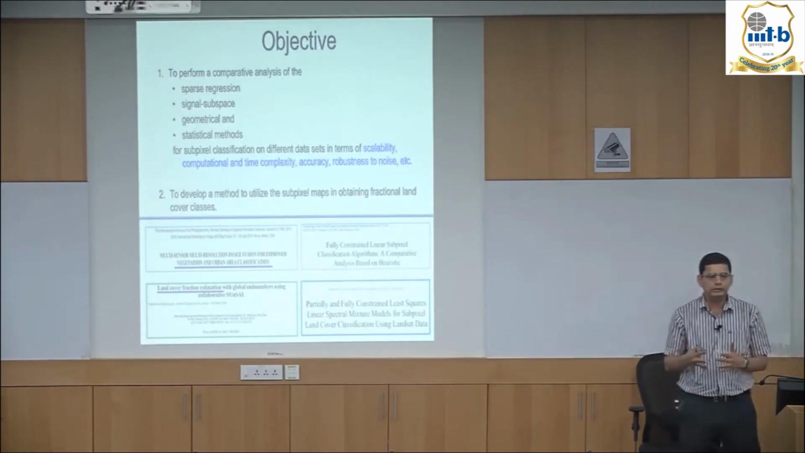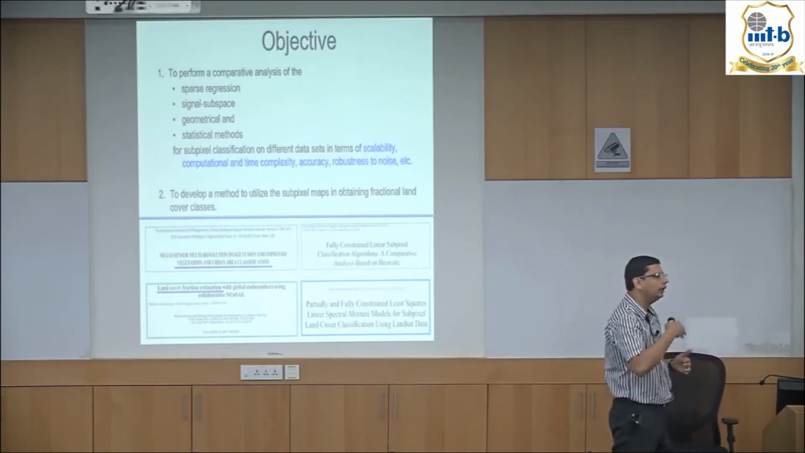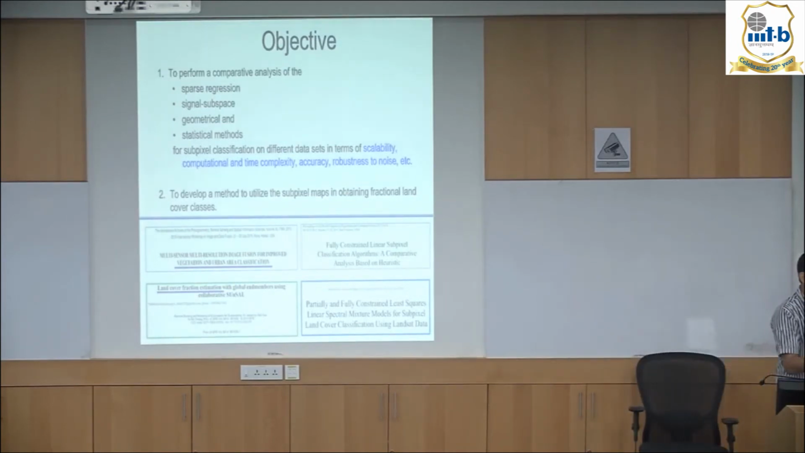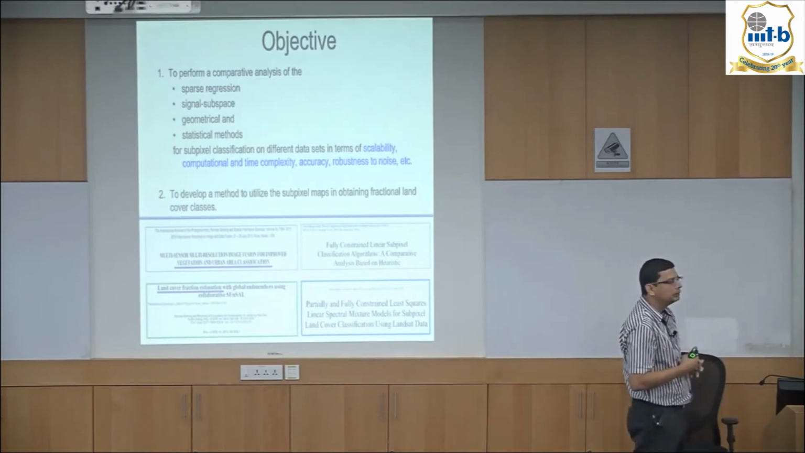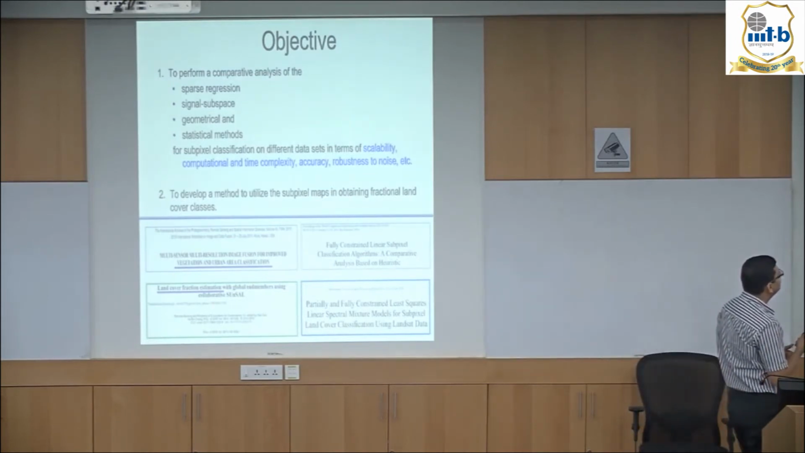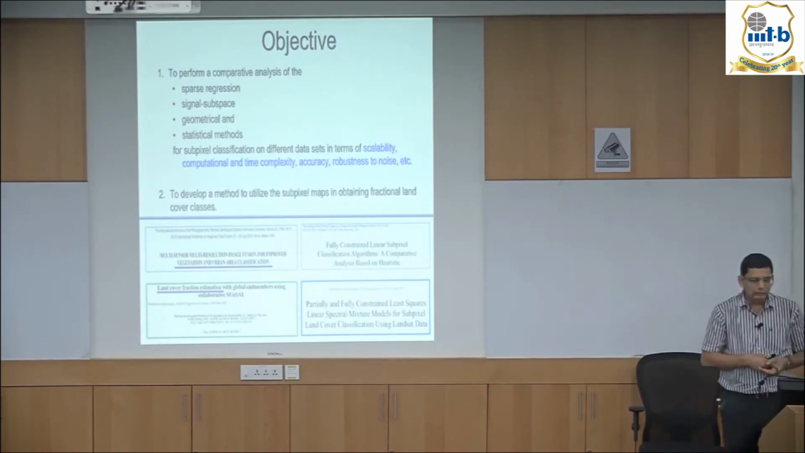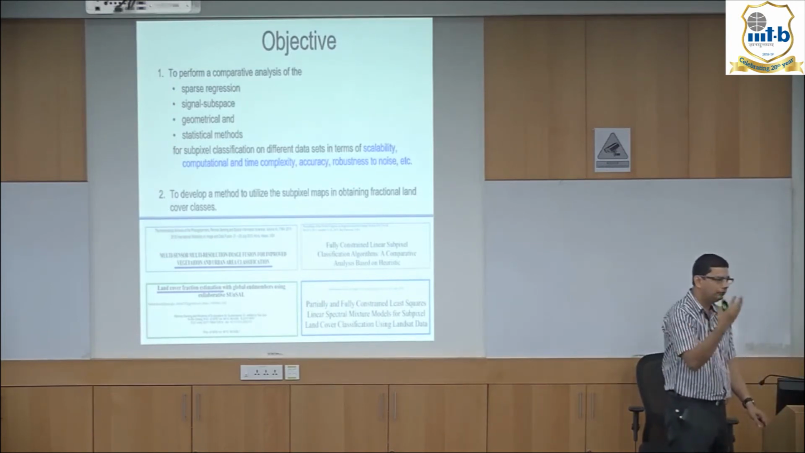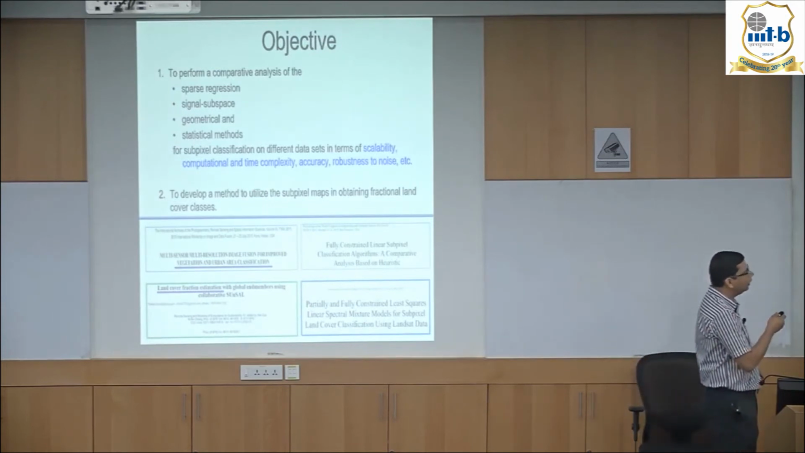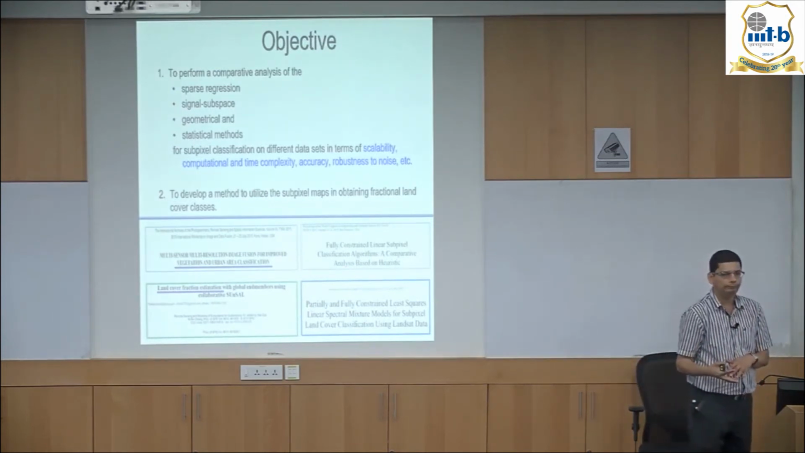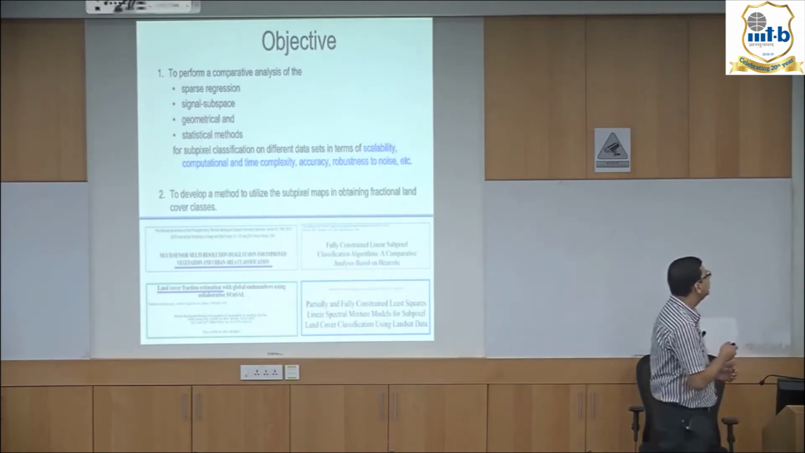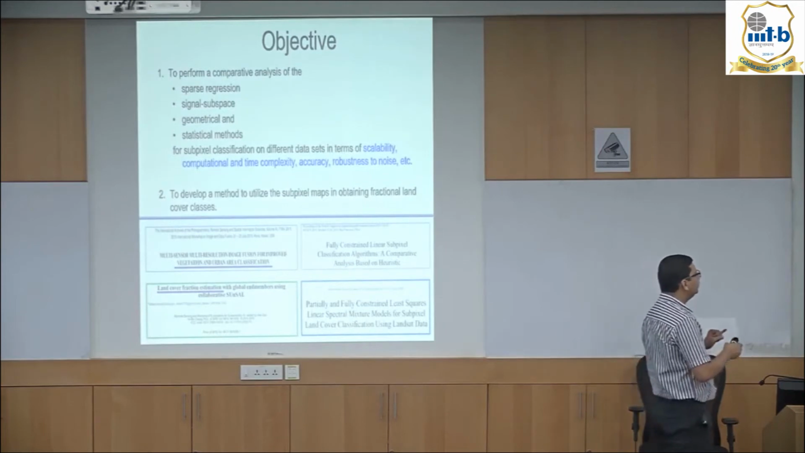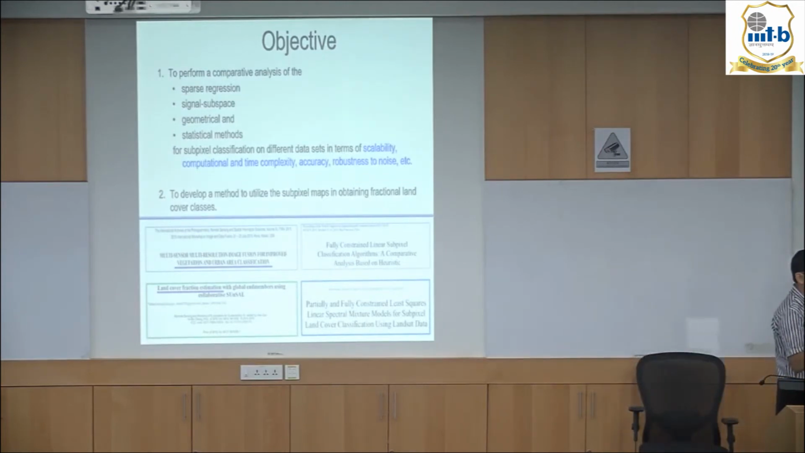Within a span of 6 years, almost 18 papers came one after another trying to show some way to solve this problem. They were briefly clubbed into sparse regression methods, signal subspace methods, geometrical methods, and statistical methods. So the challenge became whether we should develop the 21st method, or look for one of the existing methods and try to apply it. We first thought of evaluating all these 20 different techniques belonging to these 4 domains and see if they are scalable, computationally efficient, accurate, and robust to noise.